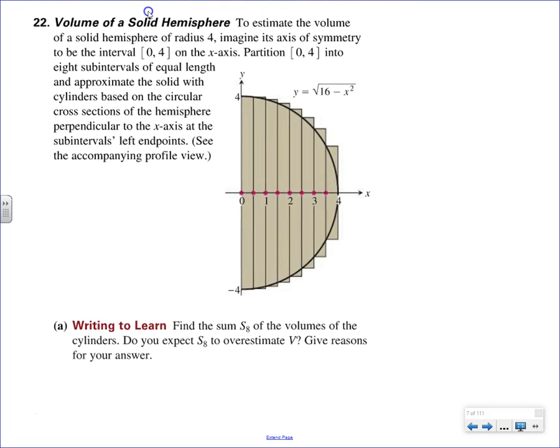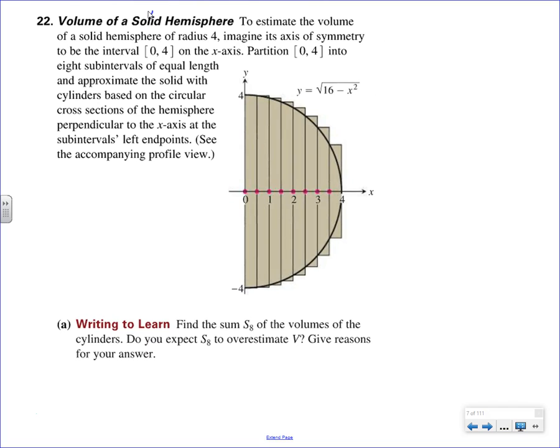Volume of the solid hemisphere of radius 4, imagining its axis of symmetry is the interval 0 to 4 on the x-axis. Partition. What does partition mean? Parts. Split into parts, aka section. Section it off. So each of the subintervals. Partition it off. Form your subintervals. That's what partition means.